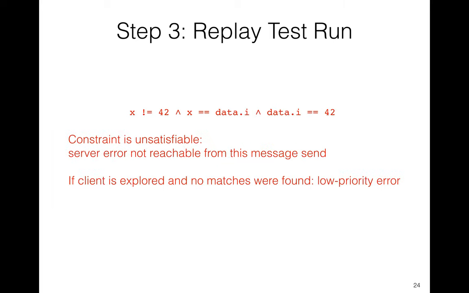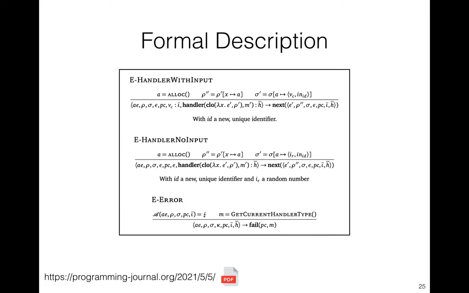On the other hand, if the path constraint leading to a message send cannot be matched with any path constraint leading to a server error, as in the case with this constraint for the message send of M2, then the third step is skipped and Stackful resumes exploring the client in order to find more message sends. If inter-process testing ends without Stackful finding any matches for a particular server error, then that error is classified as a low priority error.